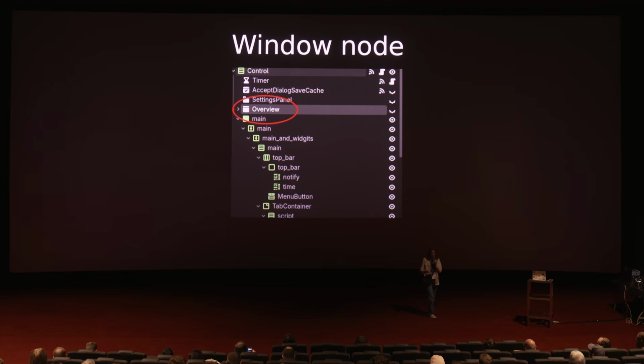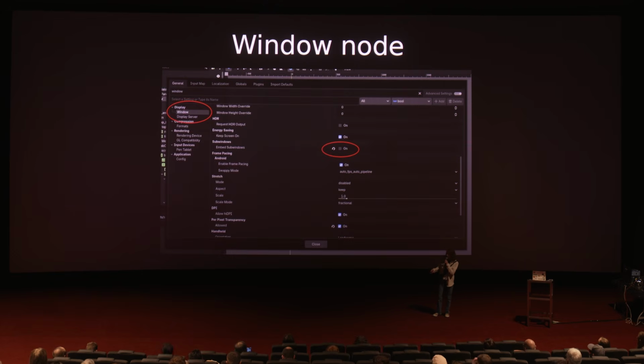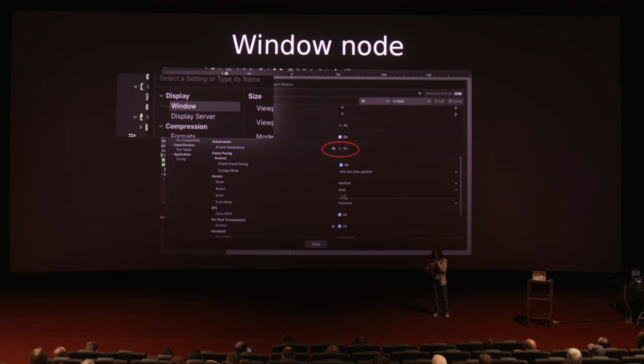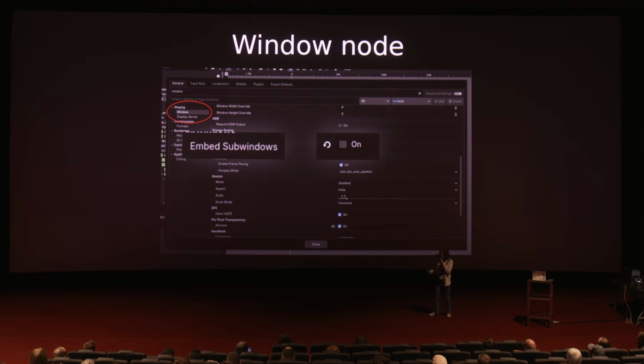So when you're setting up a window node, it's going to be like a separate window on your desktop, and all the children of that window will appear within that window. And this could be even like a viewport, but it could also be control nodes, UI. And the way you'd set this up is you just put a window node into your tree. You go to your project settings, go to window, and then embed sub-windows, and make sure that is turned off, that it is disabled, and only then will it work.